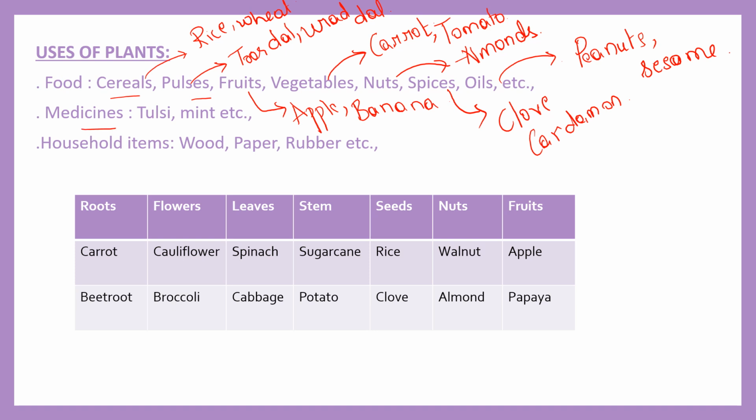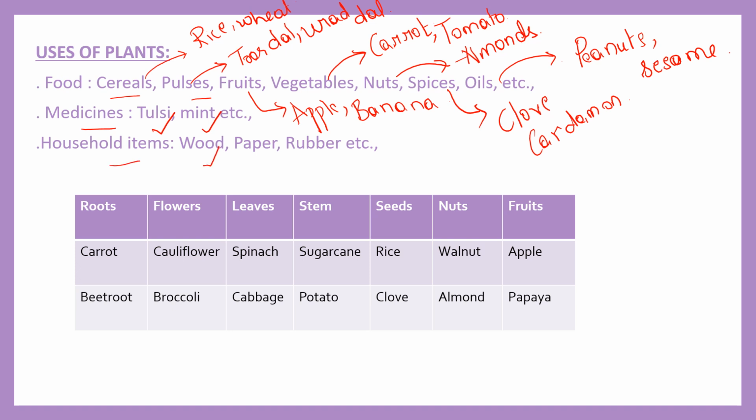And next, medicines. Oh, are you shocked to hear how a plant can be used as medicine? Yes, in the olden days everyone used to use something or the other of a plant to cure their diseases. Now you use so many medicines, but in the olden days everyone used to depend only on plants. So that's been carried on, and we can say that tulsi, mint, and many other plants are used as medicine.